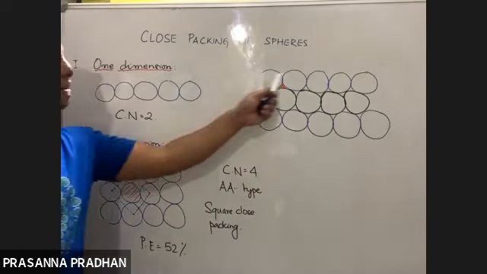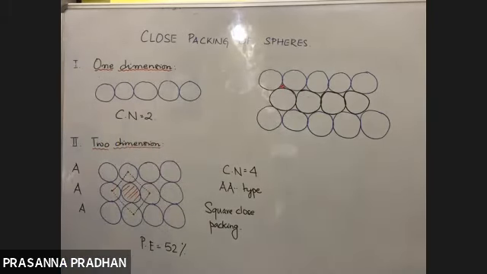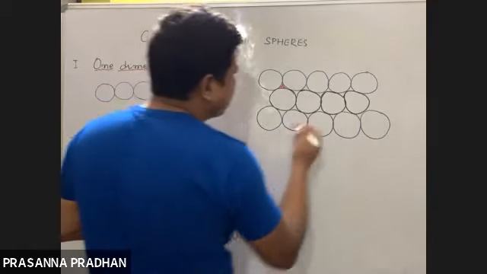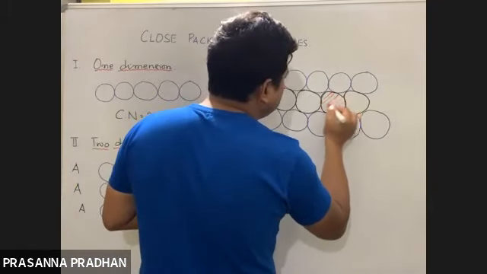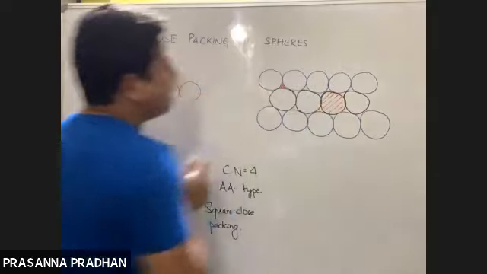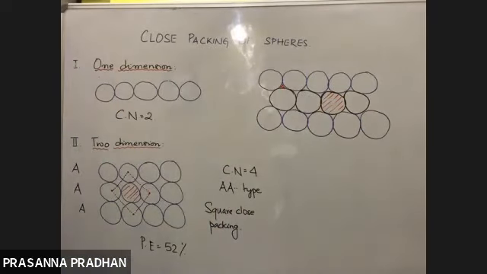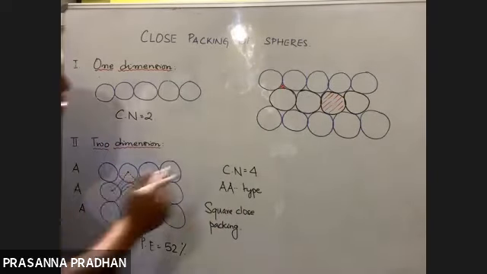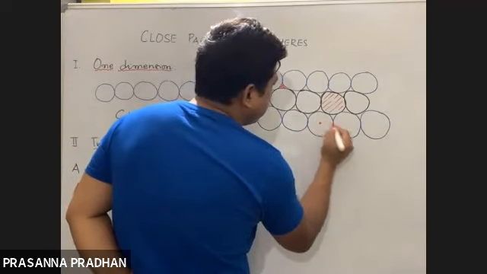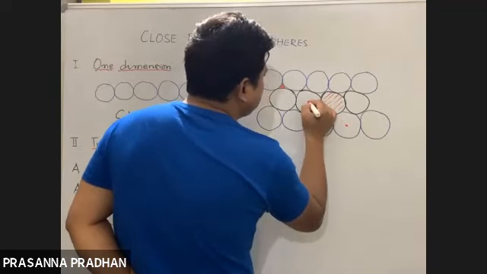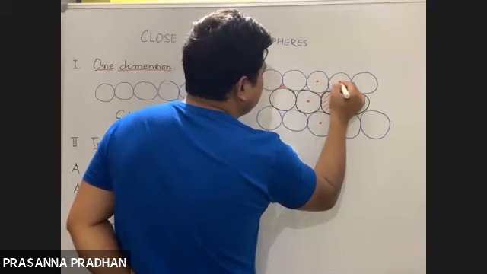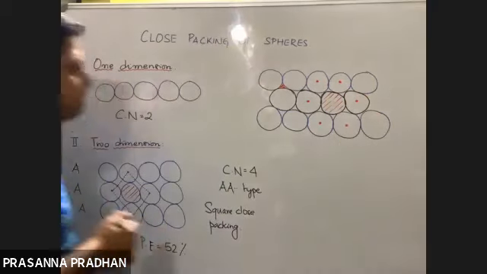Triangular. Very good. Triangular void. Excellent. Now you select any one sphere. Let's say we selected this sphere. So this sphere is in contact with how many other spheres? 6. Which 6? 1, 2, 3, 4, 5, 6.